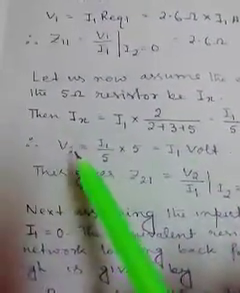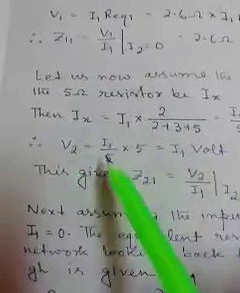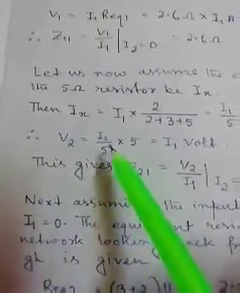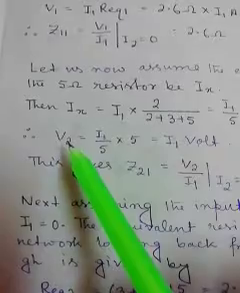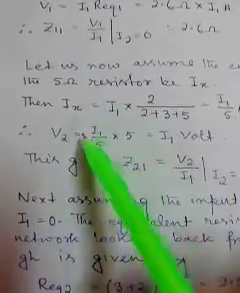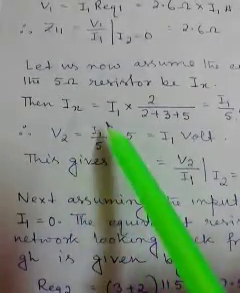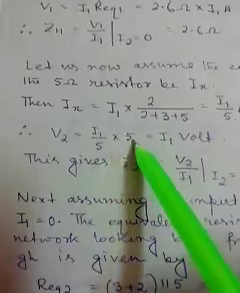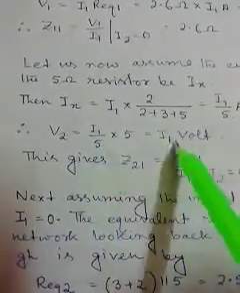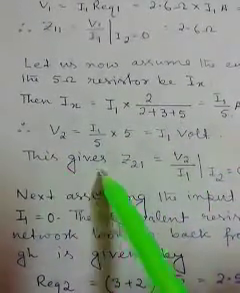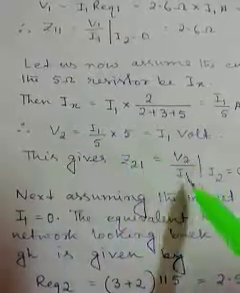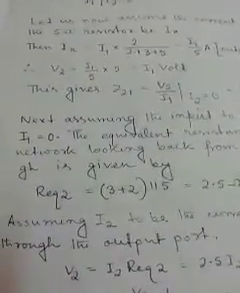Now to get the value of V2, as we have seen in the previous page, V2 should be the current flowing through that 5 ohm resistance, which is I1 by 5, into the 5. So it is coming as I1 volt. So this gives Z21 as V2 by I1 when I2 is 0, as 1 ohm. So that is the method of finding the Z21 value.